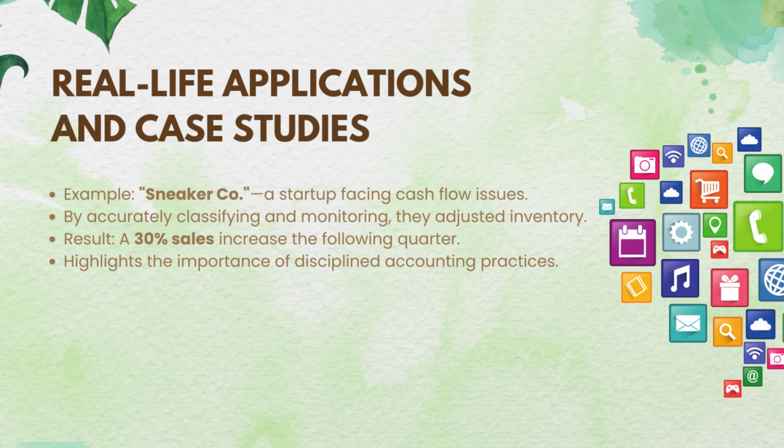Once they classified their transactions accurately and used software to monitor cash flow, they could see which products were selling well and which weren't. This insight allowed them to adjust their inventory, leading to a 30% increase in sales over the next quarter. Their story illustrates the power of the accounting cycle in identifying issues and making proactive adjustments.